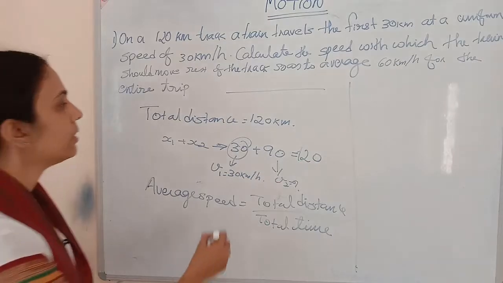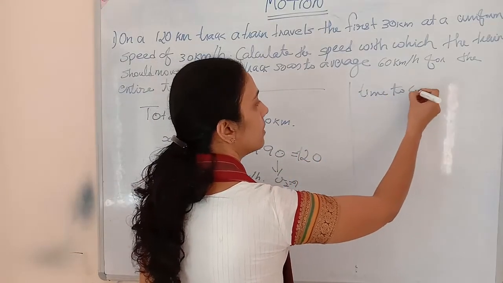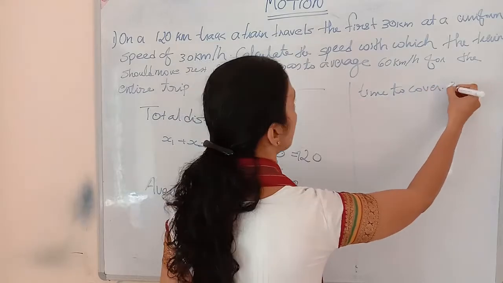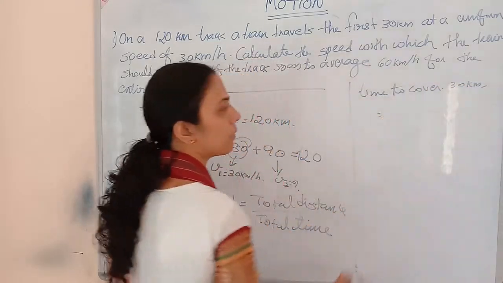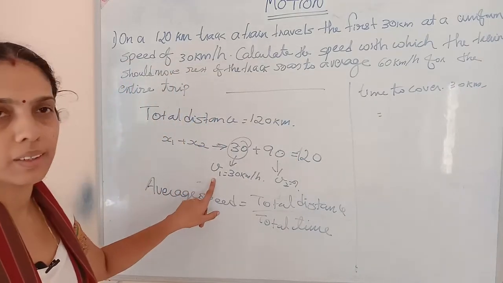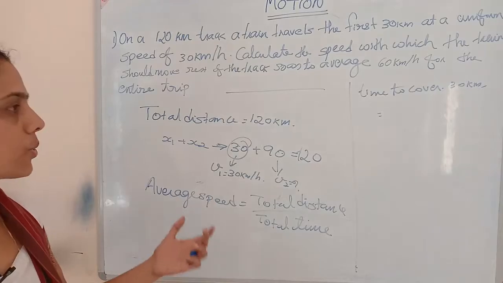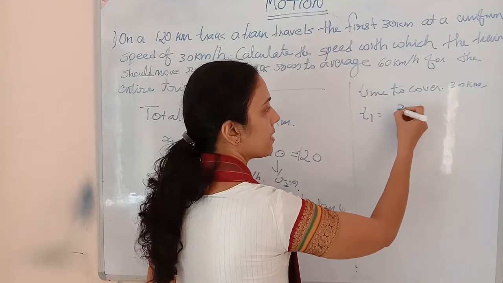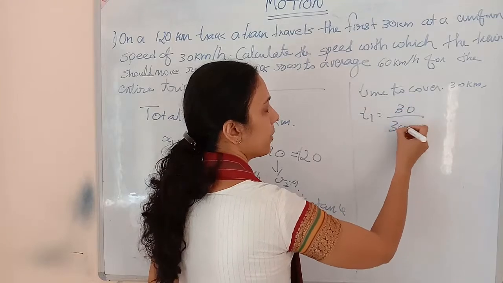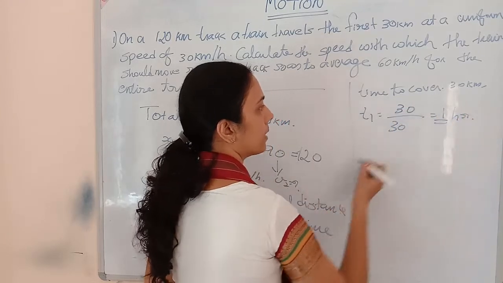So here, the time to cover 30 kilometers. How can we find out the time to cover 30 kilometers? Because we know the speed. Speed equals distance travelled divided by time. So time T1 will be equal to distance travelled divided by velocity, 30 kilometer per hour. So we are getting it as 1 hour.